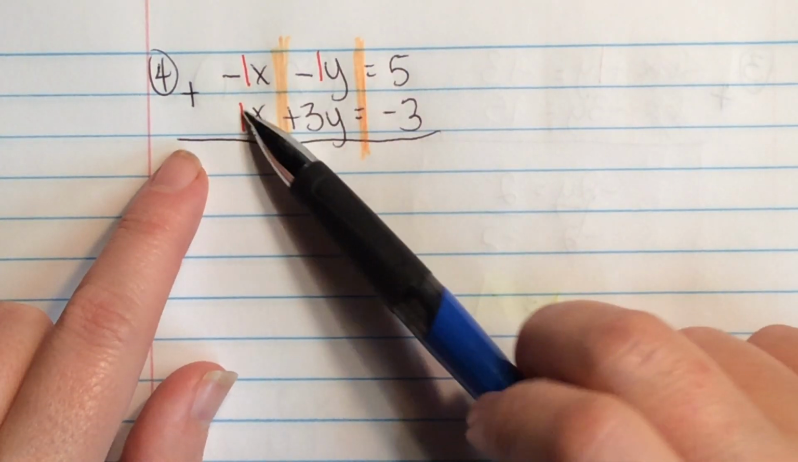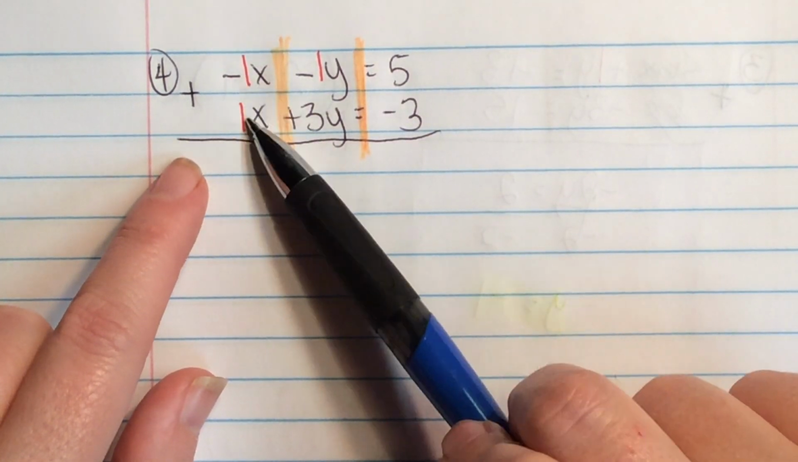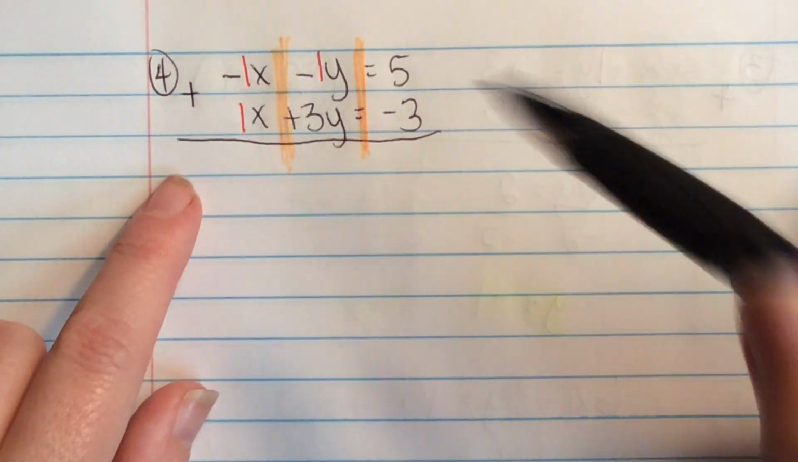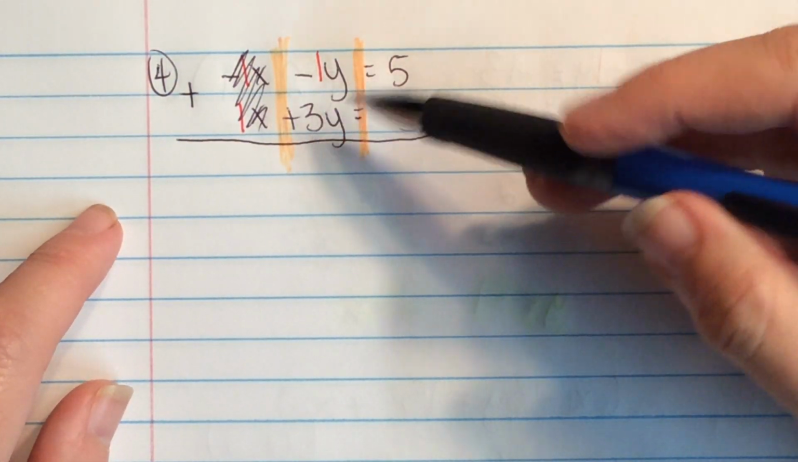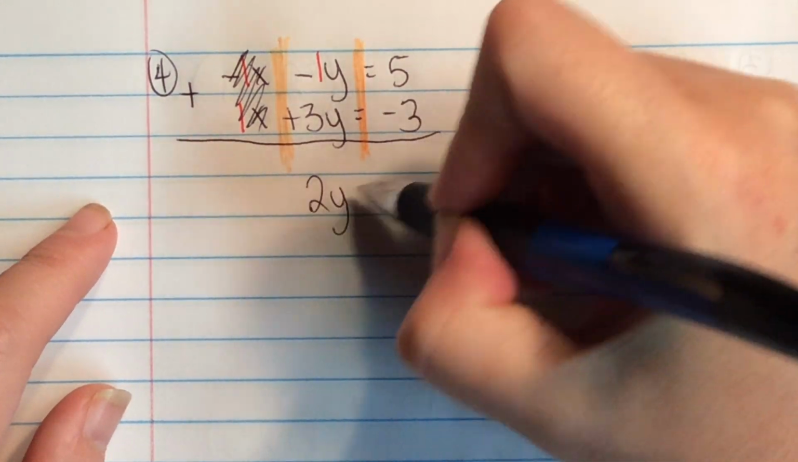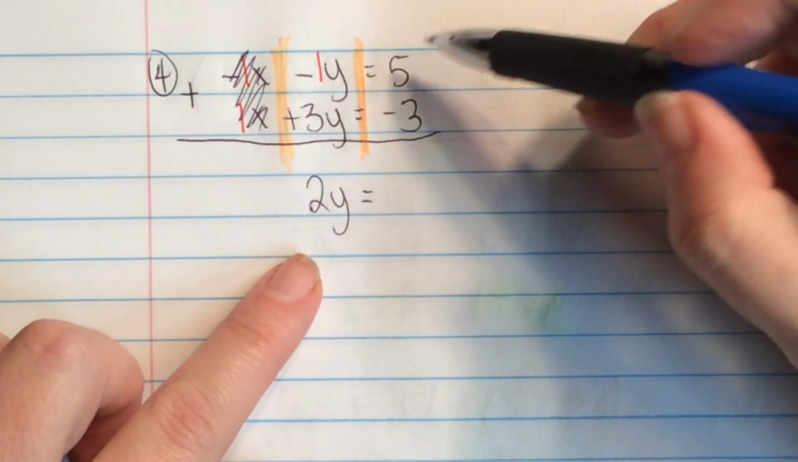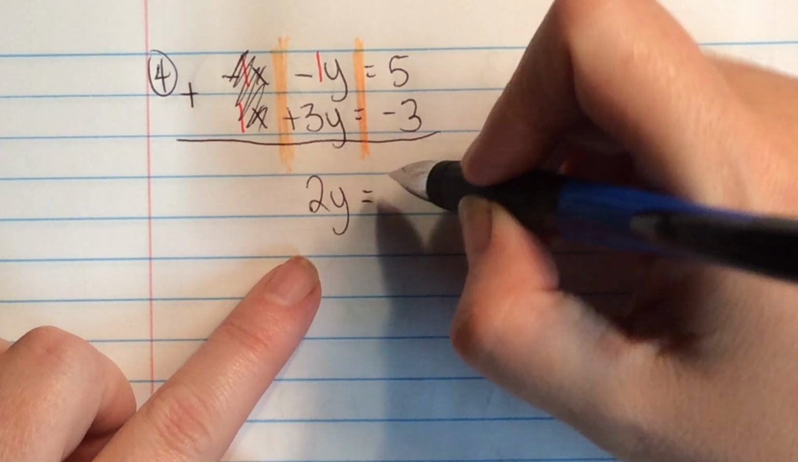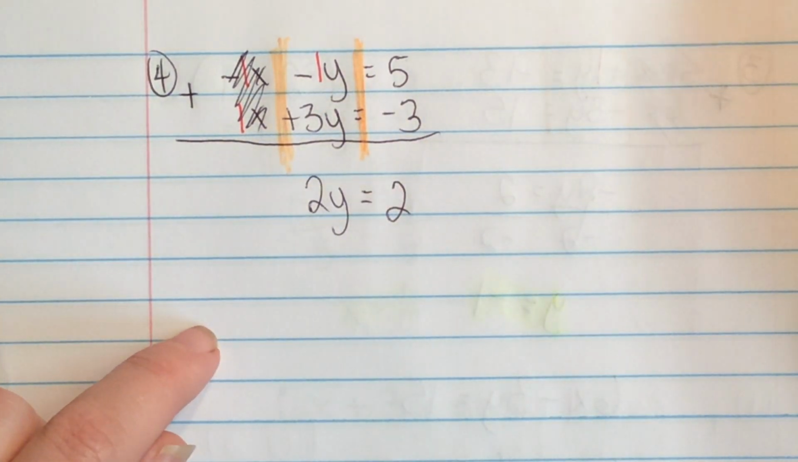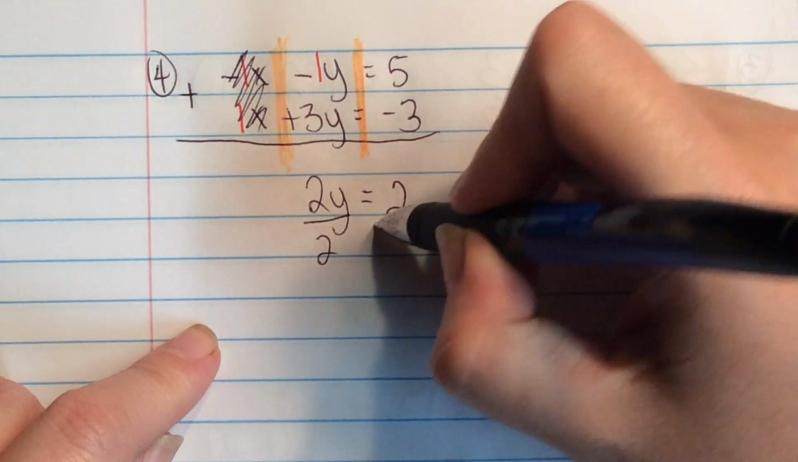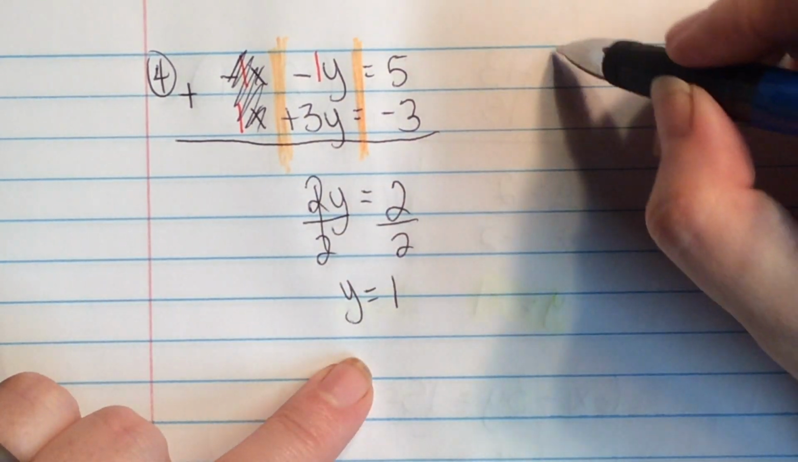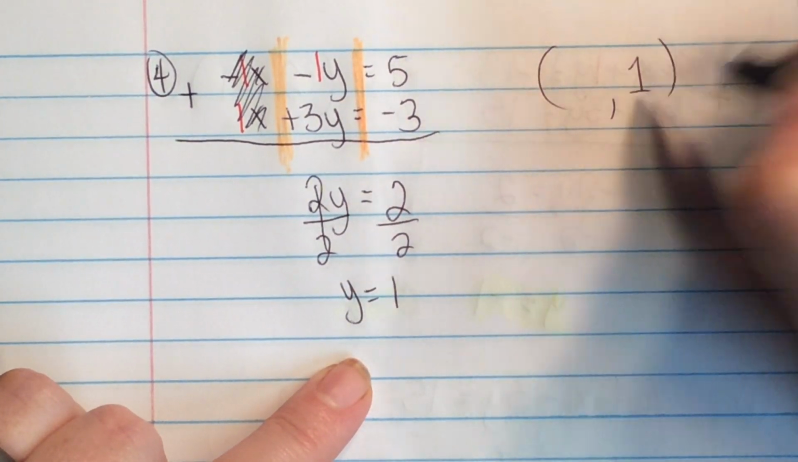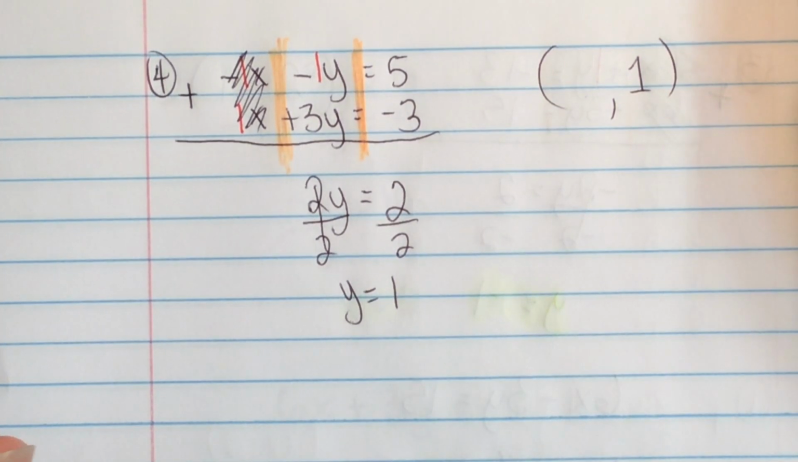If I add it right now, the 1's will cancel. I have a negative 1 and a positive 1, so my x's will eliminate. Then I have negative 1 plus positive 3, which is going to give me a positive 2y. Then I have 5 plus negative 3, which is going to give me a positive 2. Then I divide by 2, both sides, and I get that y equals 1. So there's where we are.